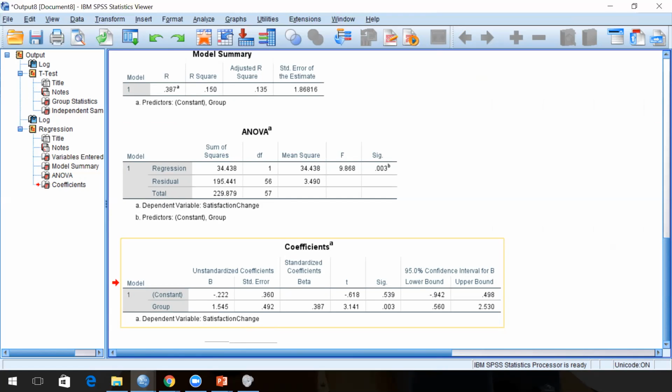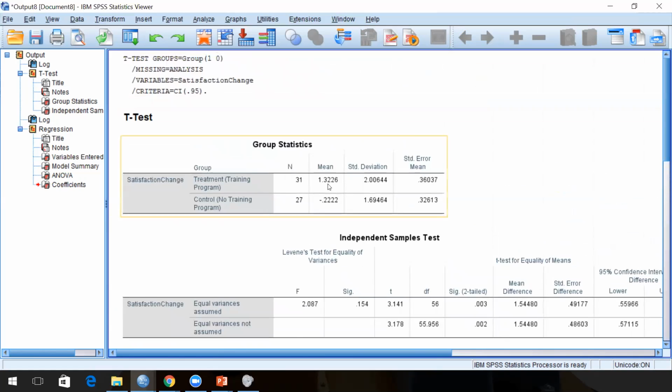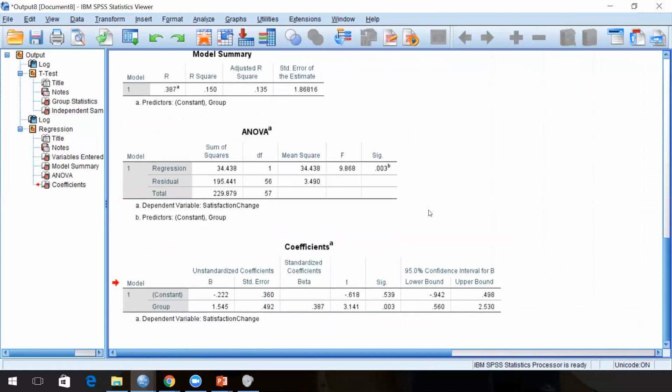If someone was in the treatment group, we would take our y-intercept, our constant of negative 0.222. We would add to that 1.545, and we would get a positive change of 1.3226, essentially, which is exactly the mean change we got in our treatment group. So in one sense, you can do the regression instead of the t-test, and you come to the exact same conclusion. So two ways to analyze it. I usually use the regression approach, but either way works. So that's it for analyzing experimental data in SPSS.